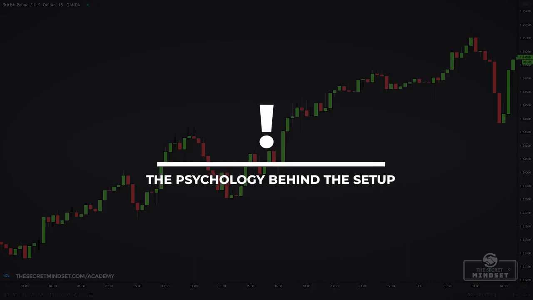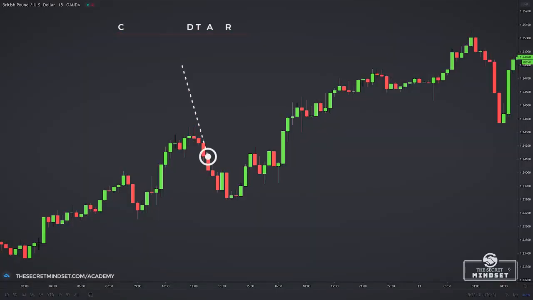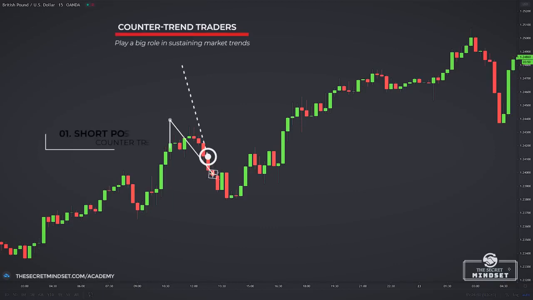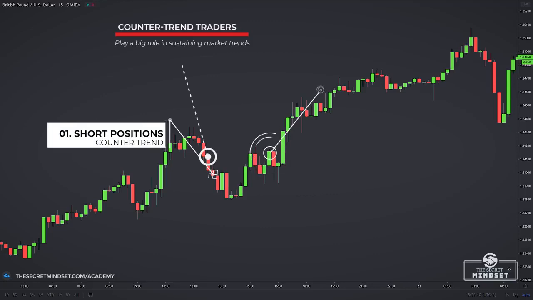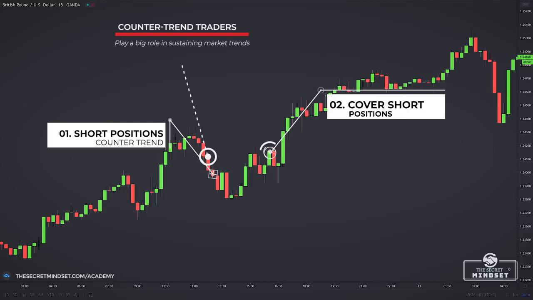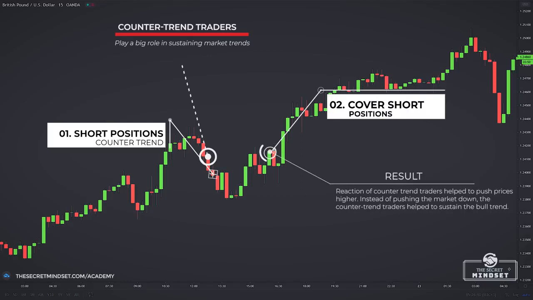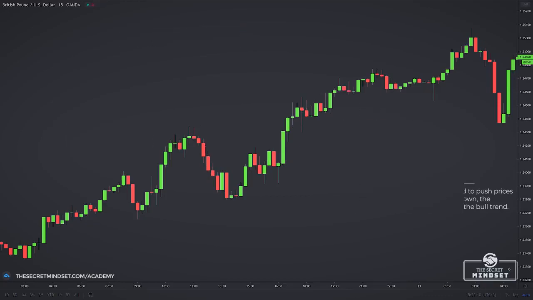Counter-trend traders play a big role in sustaining market trends. For instance, when counter-trend traders short in a bull trend, the market retraces. Then, as the market resumes its way up, these traders realize their mistakes and quickly cover their short positions. Some of them might even reverse into bullish positions. Their reaction helps to push price higher. So instead of pushing the market down, the counter-trend traders helped to sustain the bull trend.